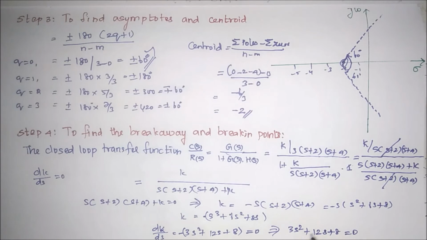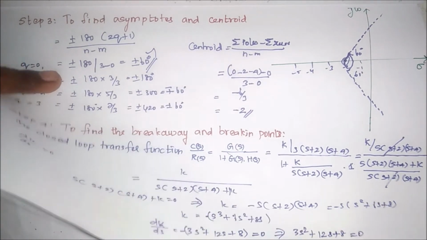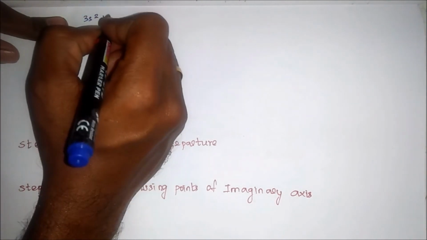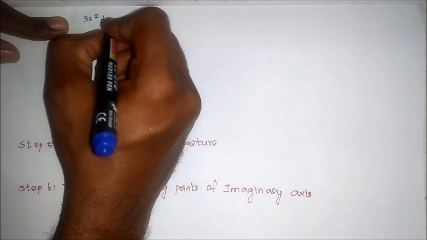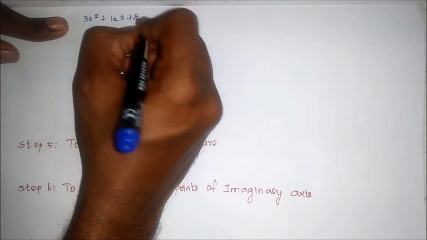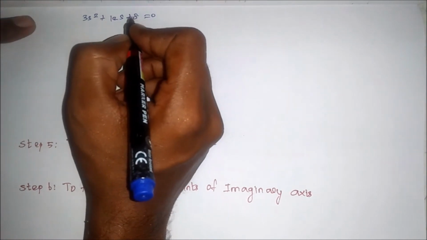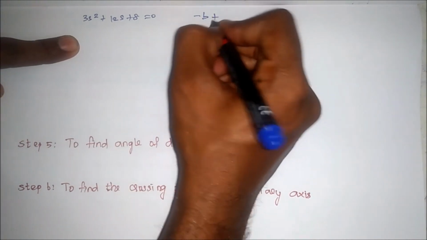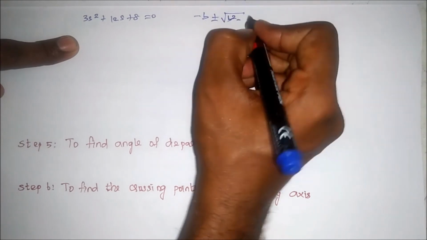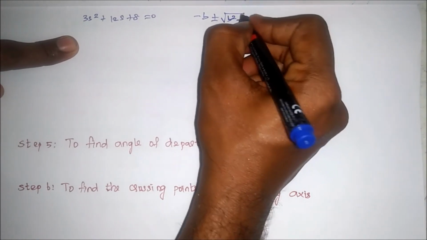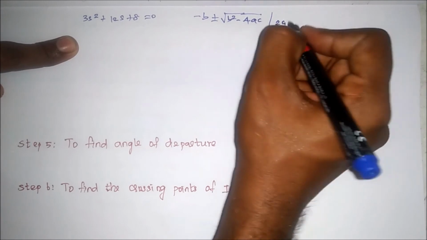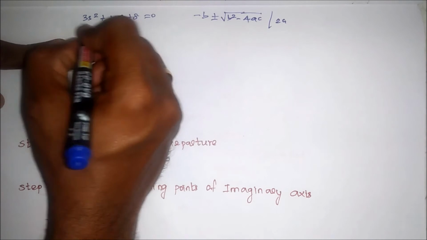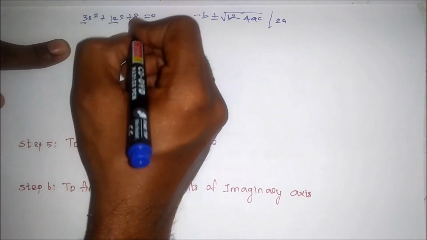For this equation, we have to find the roots. We got this quadratic equation 3s square plus 12s plus 8 equals 0. From this, we know the formula to find the roots: minus b plus or minus square root of b square minus 4ac, divided by 2a. This is the formula to find the roots of a quadratic equation. So here a is 3, b is 12, c is 8.